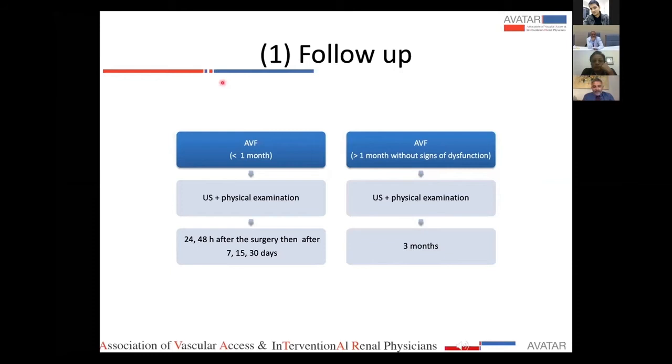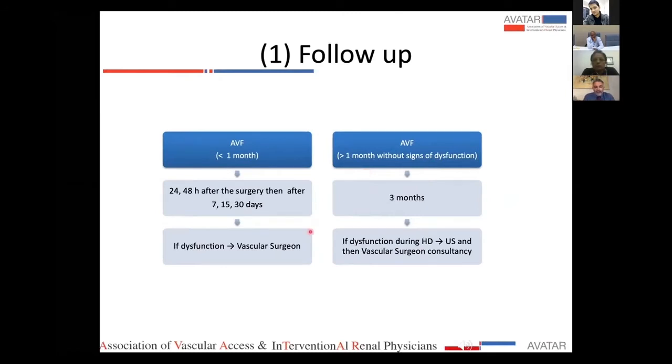As you can see, in the general protocol, we can divide our vascular access in two categories. The new vascular access can be analyzed according to these times. The vascular access without sign of dysfunction can be assessed every 3 months. If we identify a dysfunction in a new vascular access, we have to request a vascular surgeon consultancy. If we identify a dysfunction during the hemodialysis in the vascular access without sign of previous dysfunction, we have to repeat the ultrasound and then ask for a surgeon consultancy.